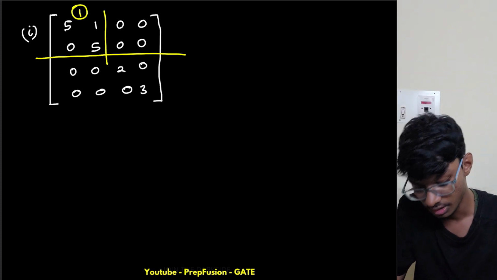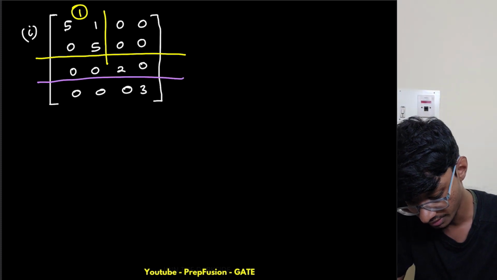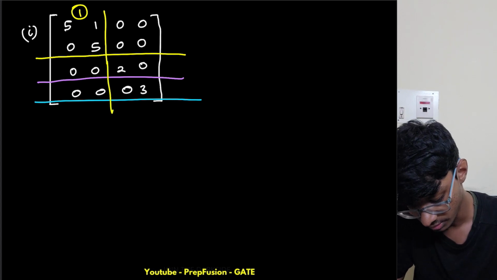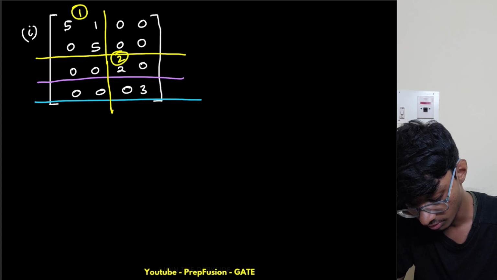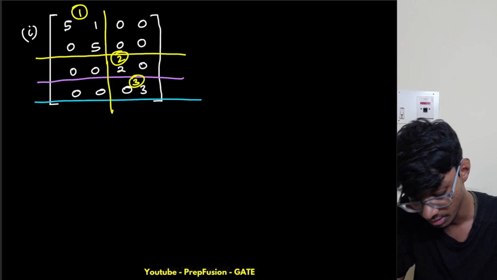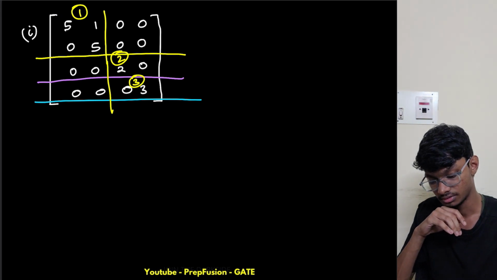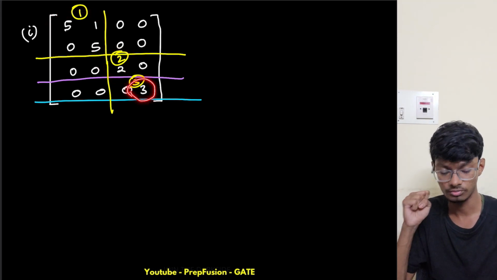And what is another Jordan block? My another Jordan block is this one, because these are non-repeated. And this is my third Jordan block, because these are non-repeated as well. So this is my second Jordan block and this is my third Jordan block. We have only 3 here. Let me mark it: this is one of my Jordan blocks, this is another, only 2, and this is another, only 3.